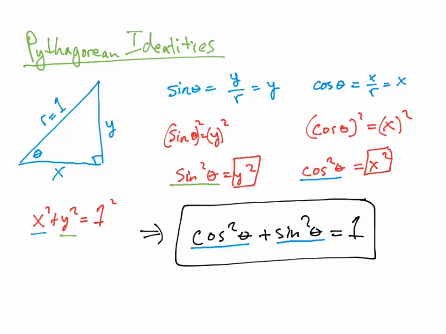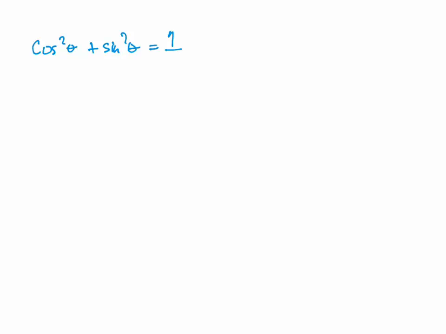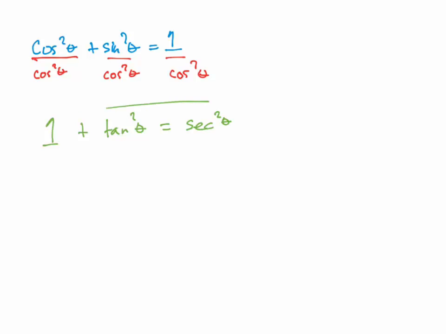Now there are a couple different versions of the Pythagorean identities. So this is the first one to know. And then there's two other versions. So starting with our original version, if we divide through each term by cosine squared theta, cosine squared divided by cosine squared is equal to 1. Sine squared over cosine squared is just tangent squared. And that's going to equal 1 over cosine squared. Well, 1 over cosine is secant, so this is secant squared theta. So this is a second version of the Pythagorean identity.